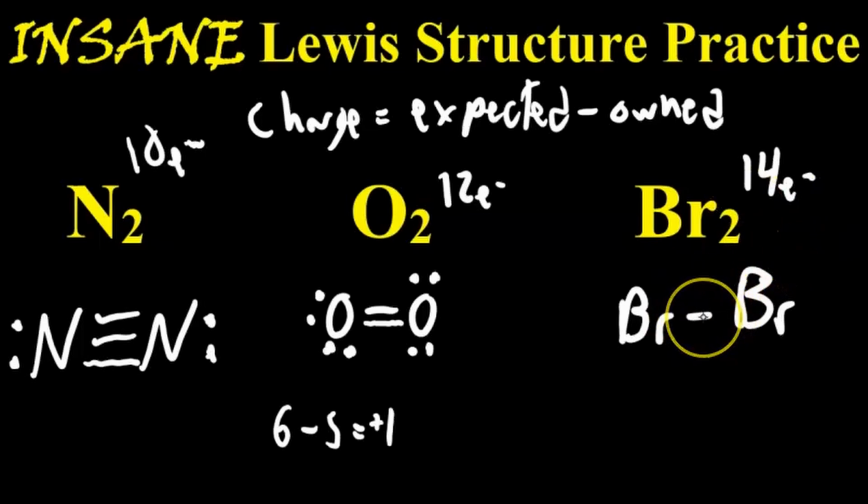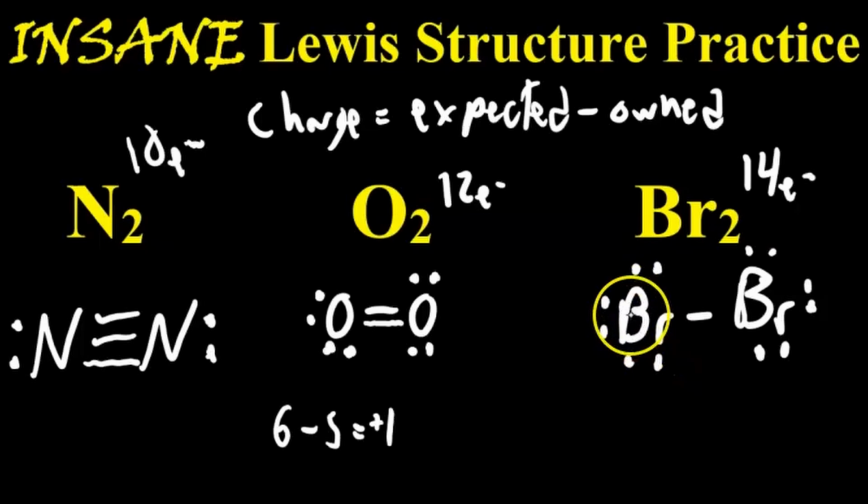2 in the bond. 3, 4, 5, 6, 7, 8. We now have an octet here. 9, 10, 11, 12, 13, 14. We now have an octet here. Now we check out what the charges would be, expected minus the owned.